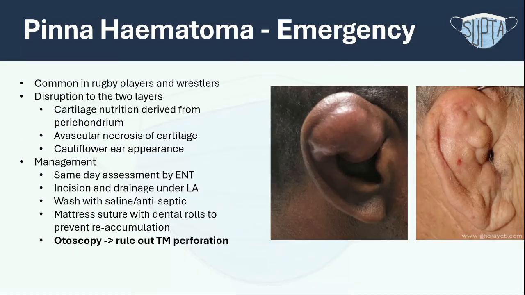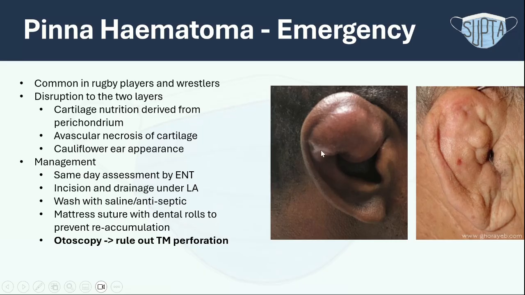So perichondrial hematoma, kick-starting off with an emergency, and this is common in rugby players and wrestlers, where you have disruption to the cartilage. The cartilage gets its nutrition from the perichondrium, so the two layers separate and therefore it can't get its nutritional supply, and you risk avascular necrosis and cauliflower ear appearance. So you can see that here.